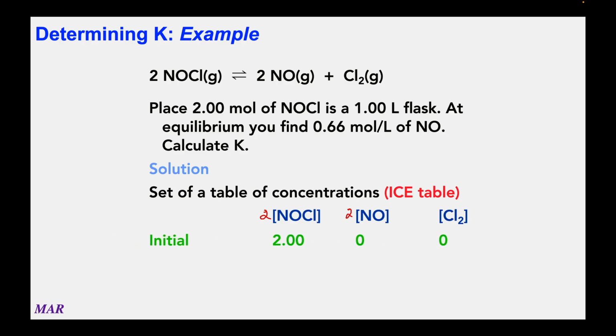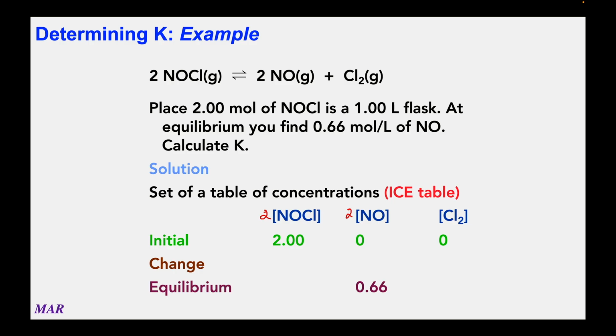ICE stands for initial for I, and initial is literally how much you start with. So in this problem, we had 2 moles in a 1 liter flask, or a molarity of 2.00 molal. That's the initial NOCl. And we didn't have any NO or Cl2, so they're just empty. Now, C stands for change, and E stands for equilibrium. So you can see what we have here, ICE, initial change equilibrium.